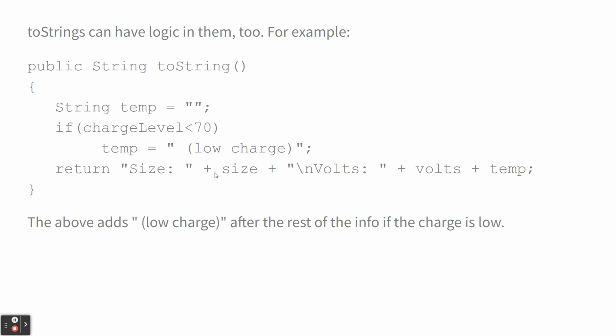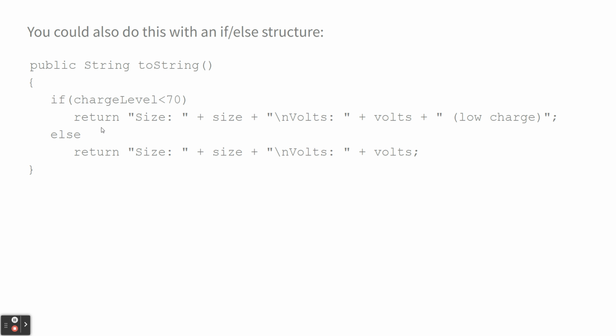So this logic puts the word low charge at the end of the battery if it's a low charge. So just a handy little help. And you could also do it like this: if it's less than 70, return low charge, and otherwise return regular. I was just in the other one trying not to repeat everything.